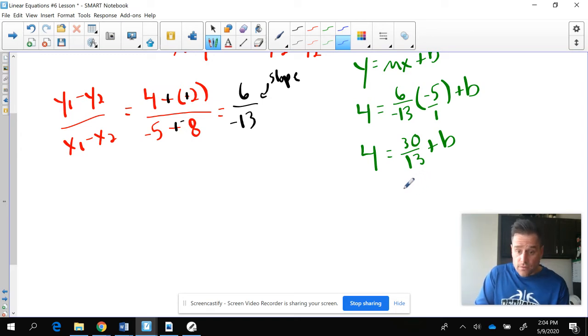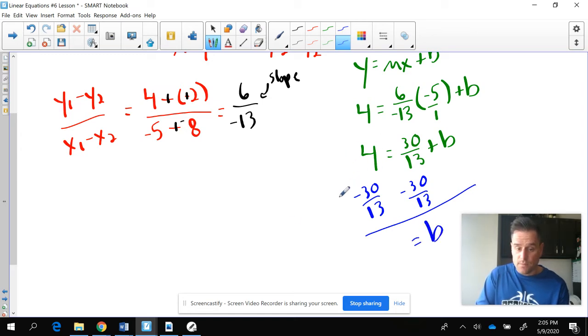Negative times a negative is positive. That's going to be 30 over 13. Oh man, this is going to stink. Well, how do we solve this? Well, it's going to be -30 over 13. And I'm going to do this off to the side. It's going to stink, but I have to have common denominators.